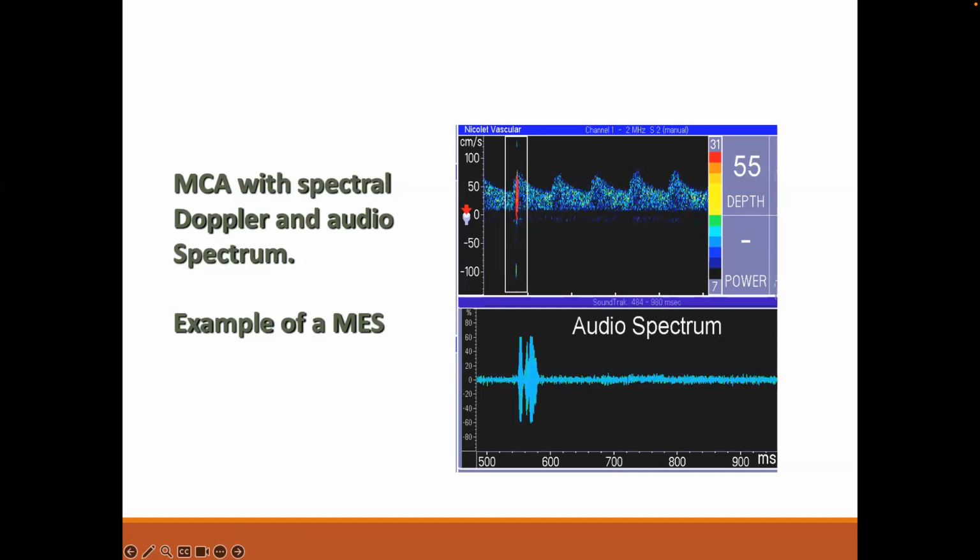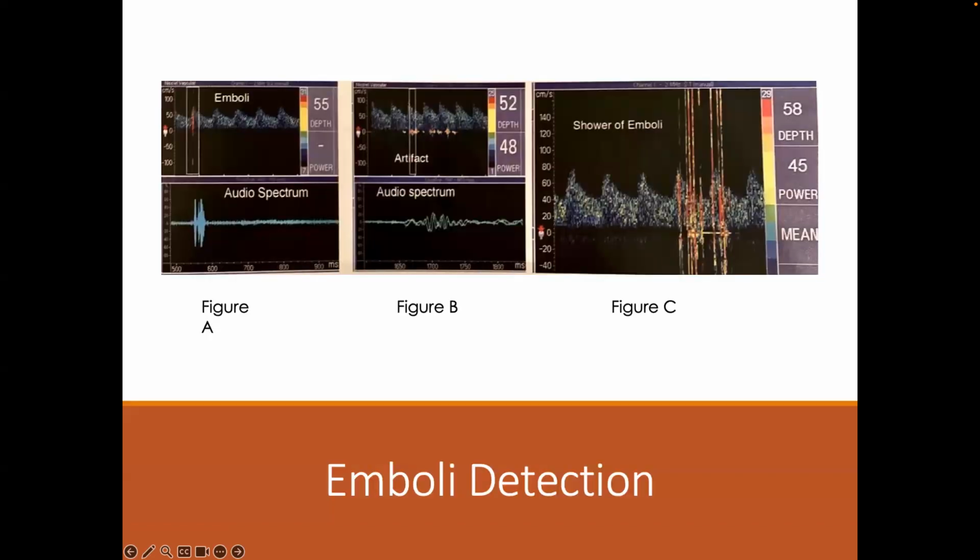So an artifact will not be a burst like this or like this. Okay, so figure A shows a microemboli within the spectral Doppler and at the audio spectrum on the bottom. So it's at the same time, and they're both really sharp bursts. Figure B is showing you artifact in the spectral display, and a diffuse audio spectrum that's not characteristic of an embolic signal. So here the audio spectrum is kind of diffuse, kind of wavy, but it's not like a distinct spike like this embolic signal here.